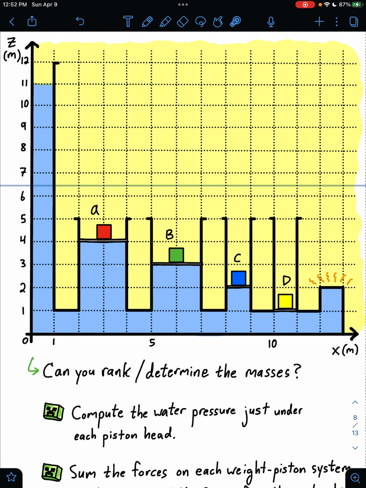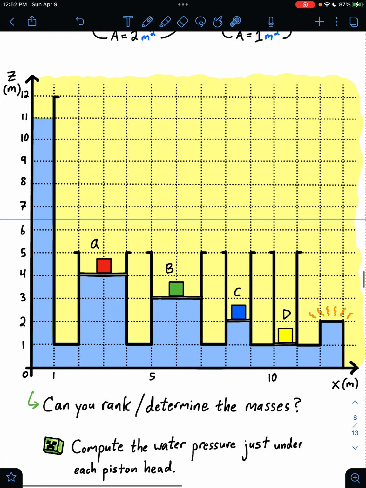let's now do some calculations. Let's first compute the water pressure just under each piston head. So the water pressure just under piston A, just under piston B, just under piston C, and just under piston D. Pause the video and use what you know to work out what the water pressures are at those 4 points.